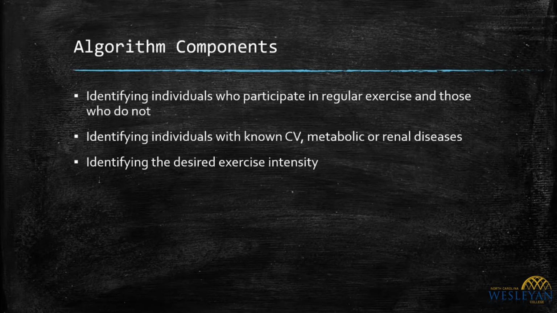From here, we move into the third component, which is identifying the desired intensity. This is important as sometimes vigorous intensity can trigger cardiovascular events. So it's important to know that a person's desired intensity is something that is safe and achievable.